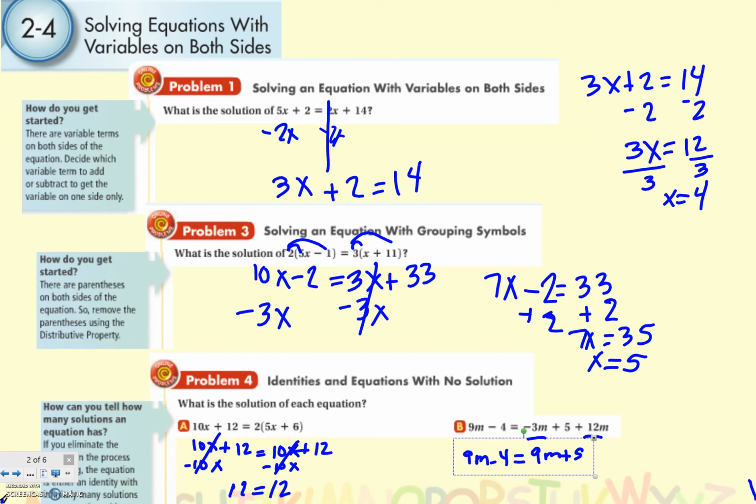And I subtract the 9m over, so both my 9m's are going to cancel. And I'm left with negative 4 equals 5. Negative 4 does not equal 5. So therefore this one is a no solution. But this one, where they did equal, is an identity. That means any number you plug into x will work in that problem.